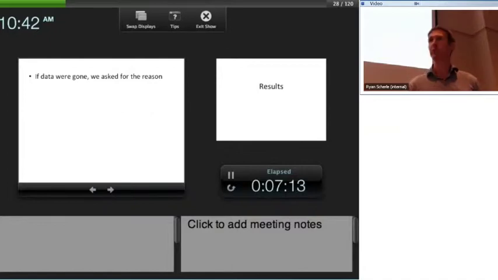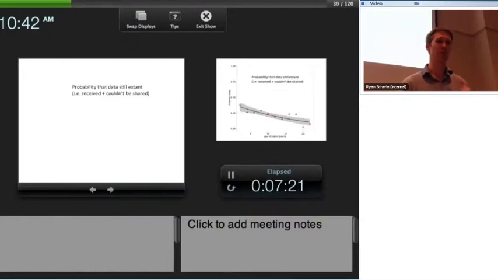And then if the data were gone, we ask for the reason. Why can't you send us the data? What's happened to it? So these are the results. And I'm going to focus here on the probability that the data is still extant.